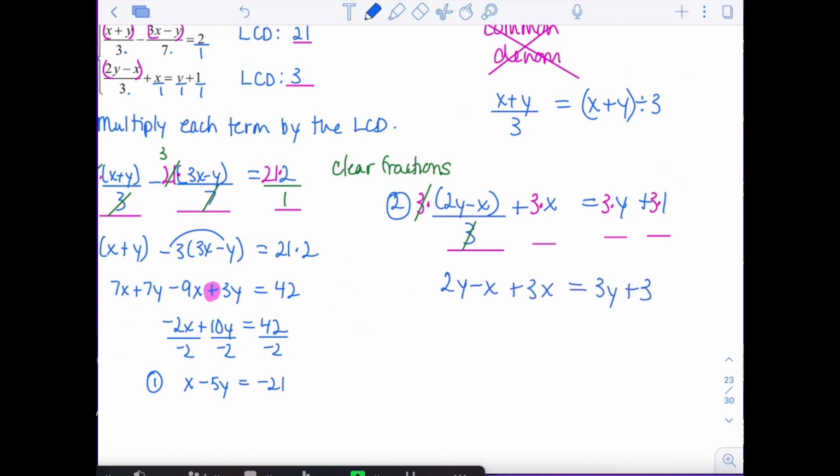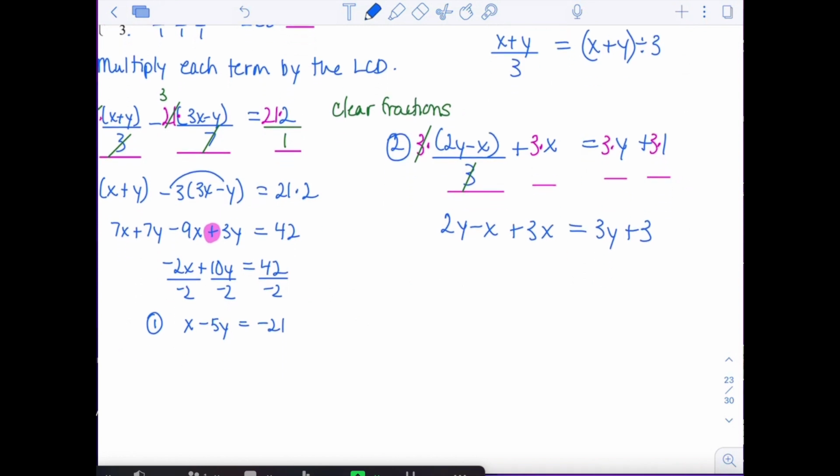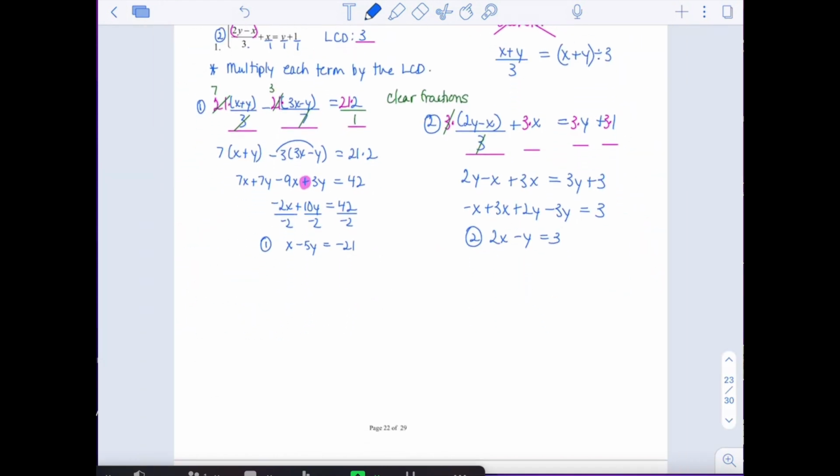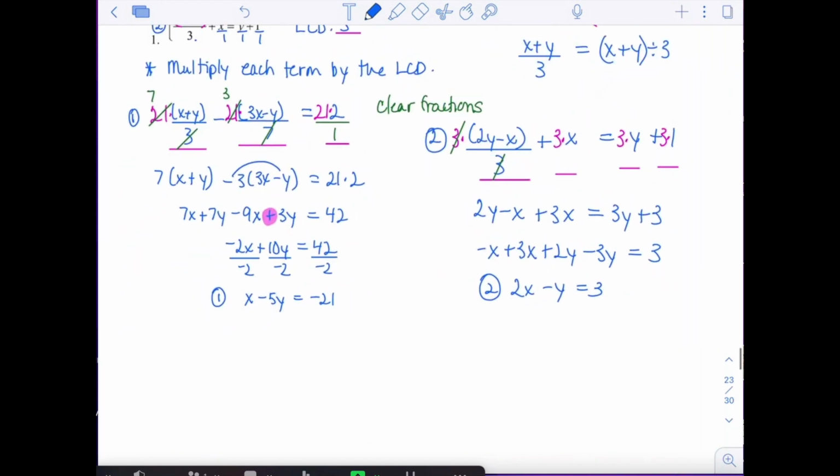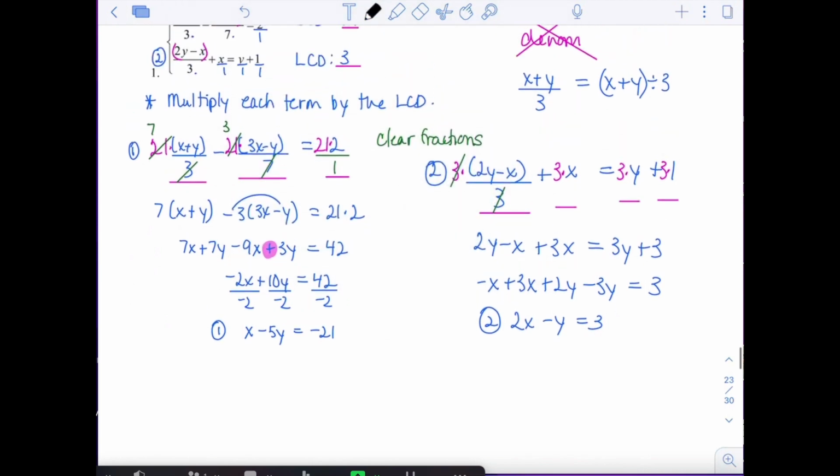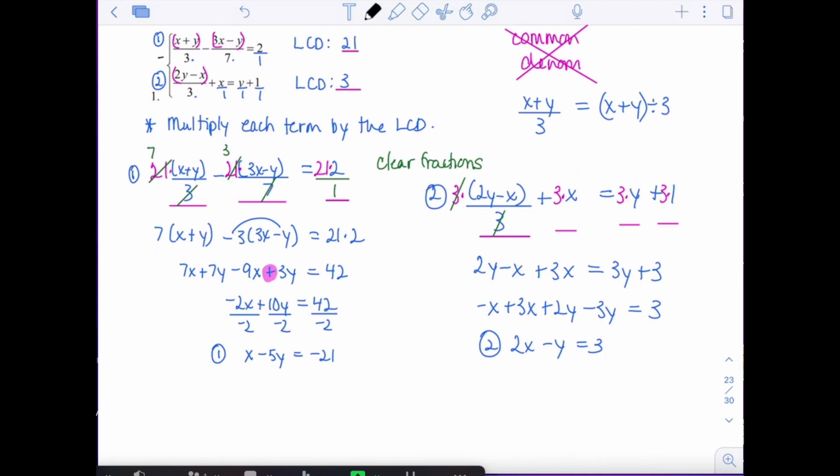3y plus 3. I'm going to collect all x's and y's on one side, so I'm going to get negative x plus 3x plus 2y minus 3y equals 3. 2x minus y equals 3. All right, so now after all that work, I call it an extra step, but it's a big extra step, I'm essentially going to rewrite this system in this simplified way.